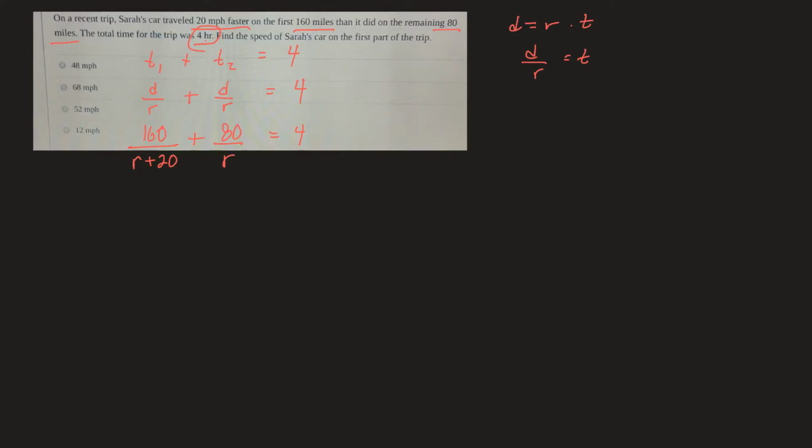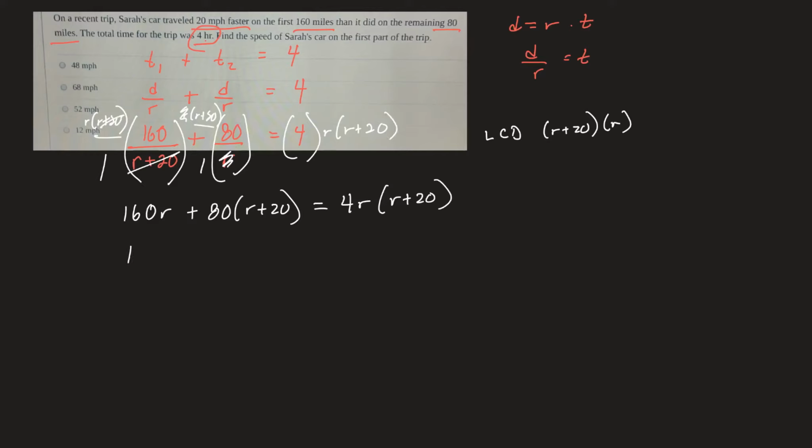So there I've got one of those beautiful rational equations. I'll multiply everything by the lowest common denominator, which will be R plus 20 times R. I'll take this term and multiply it by R and R plus 20, this term by R and R plus 20, and this term by R and R plus 20, remembering that it's over 1. So the R plus 20's cancel, and the first term will be 160 times R. Plus, in the next one the R's cancel, so I'm left with 80 times R plus 20. And on the last one, equals 4R times R plus 20.